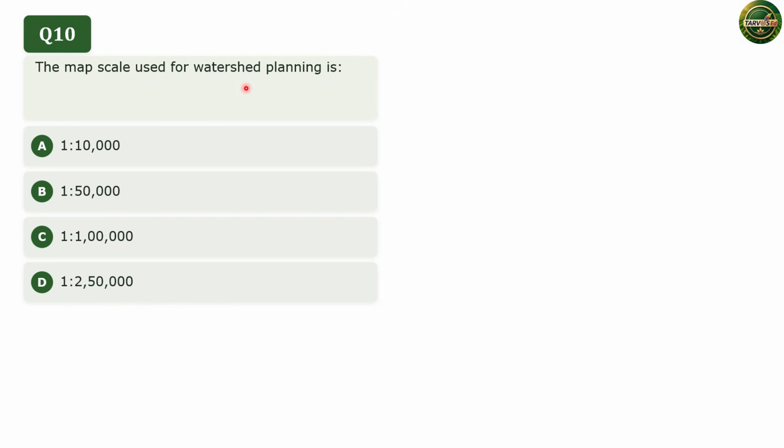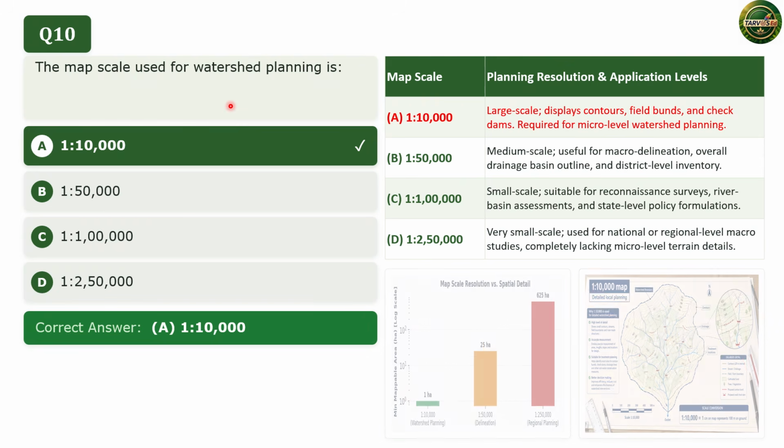Question is, map scale used for watershed planning is. The correct answer is option A, 1 is to 10,000.